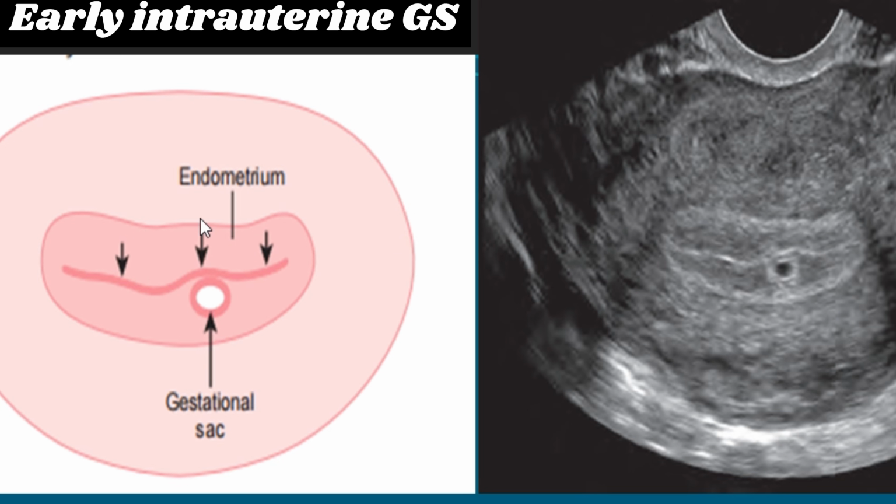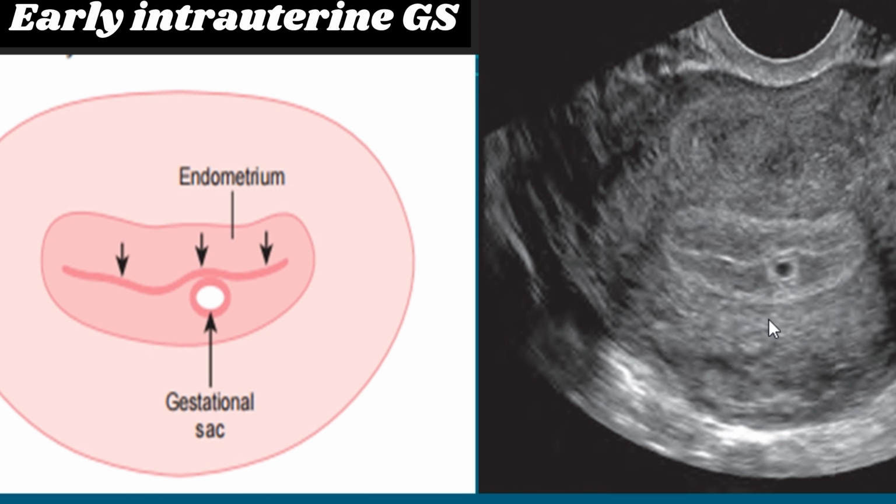This is a schematic representation, and this is the corresponding transvaginal ultrasound of the uterus. It shows a small rounded fluid collection that is surrounded by a well-defined thick peripheral rim of echogenic structure that is consistent with early intrauterine gestational sac. And this is a small rounded fluid collection that is surrounded by a well-defined thick peripheral echogenic tissue, and it is consistent with early intrauterine gestational sac.